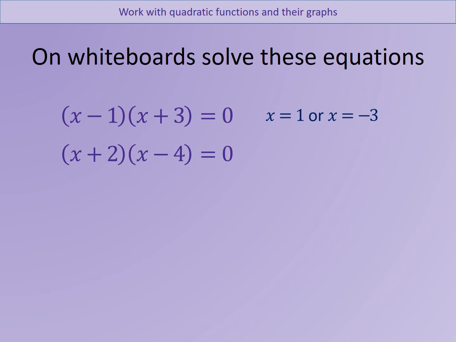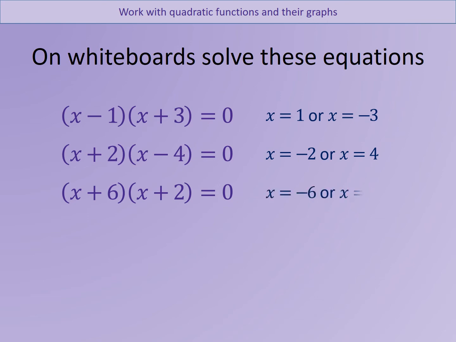In this one, the values of x that make those brackets equal to 0 are -2 and 4. So if you replace x with either of those two values, you will find that the answer is 0. Number 3, same again. The values of x that make those brackets equal to 0 are -6 and -2.